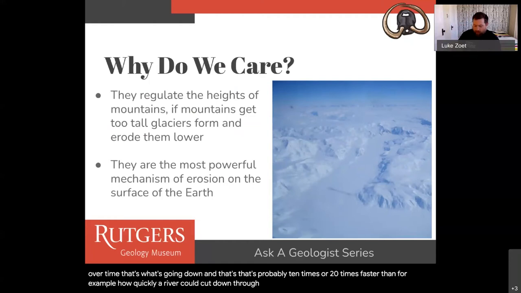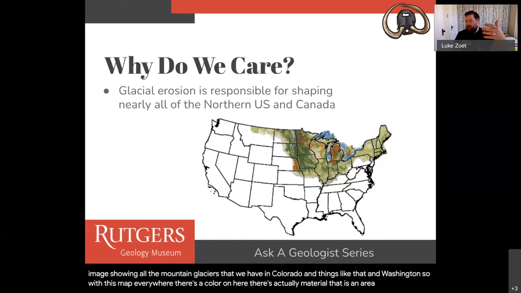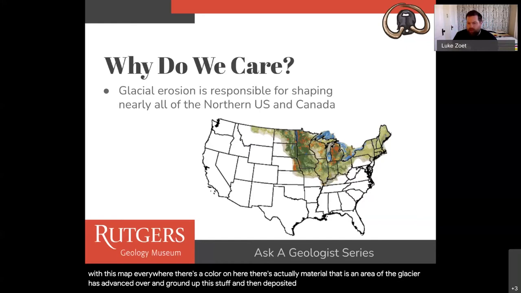Also, they've essentially shaped most of Central North America and off to the East Coast as well. And this isn't even showing all the mountain glaciers that we have in Colorado and in Washington. So this map, everywhere there's a color on here, there's actually material in an area the glacier has advanced over and ground up and then deposited back down. And the different colors just correspond to the different types of deposits that are there.